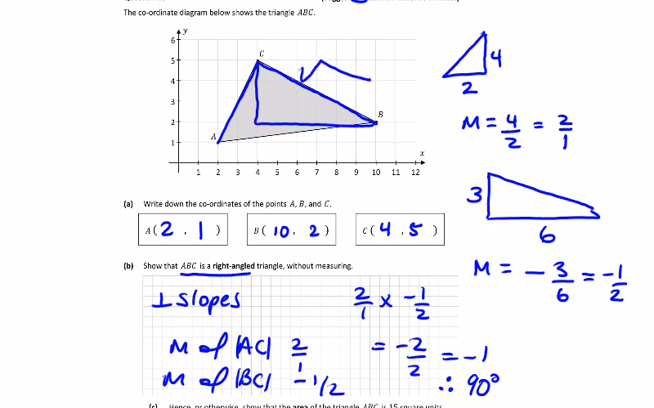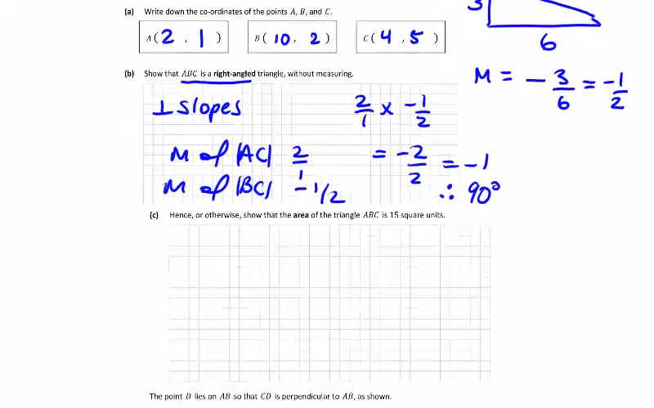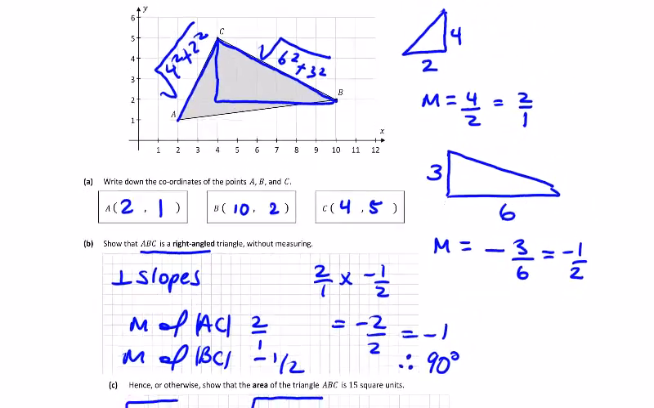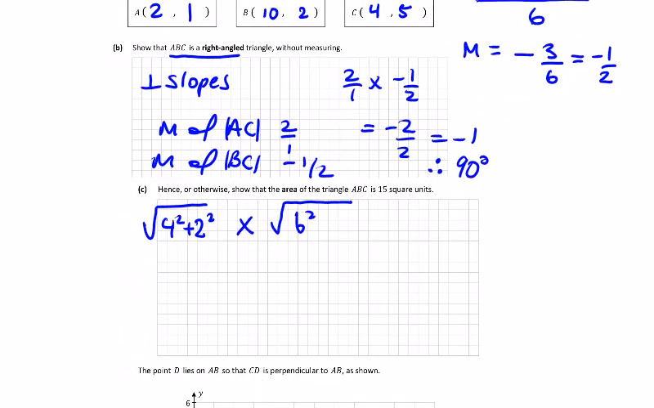So this one is going to be the square root of 6 squared plus 3 squared based on our slope. And this one here will be the square root of 4 squared plus 2 squared. So to get the area, we have the square root of 4 squared plus 2 squared multiplied by the square root of, what was the other one, 6 squared plus 3 squared. And we're going to have to divide that whole thing by 2. So that's just your knowledge of Pythagoras and area of a triangle.